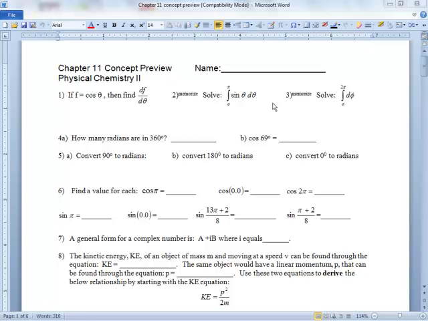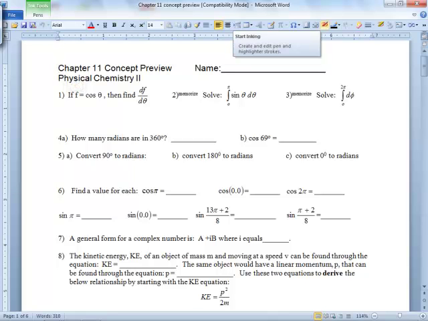Chapter 11, Concept Preview. Okay, let's pick on one here. If f equals a cosine of theta, then what's df d theta? Yeah, but well, isn't it negative sine theta? Yeah.